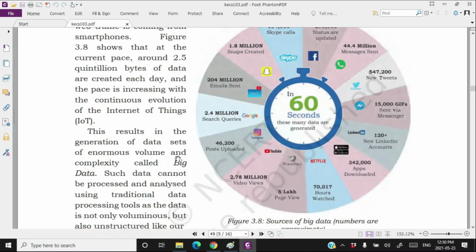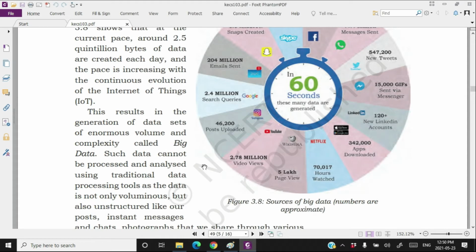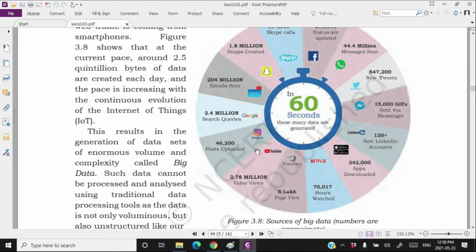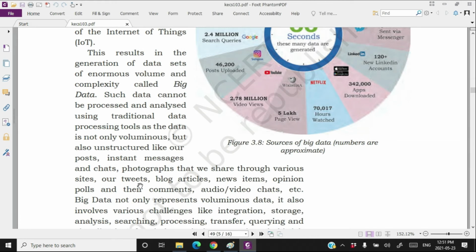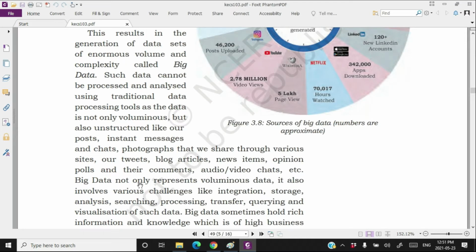Big data cannot be processed and analyzed using traditional data processing tools. The reason is that, first, big data has an enormous amount of volume, and second, big data is unstructured. Like our posts on Facebook are unstructured. Instant messages and chats, photographs, tweets, videos, opinion polls, etc. are unstructured data. So these big data are in enormous volume, and at the same time they are unstructured. So traditional data processing tools cannot be used with big data.